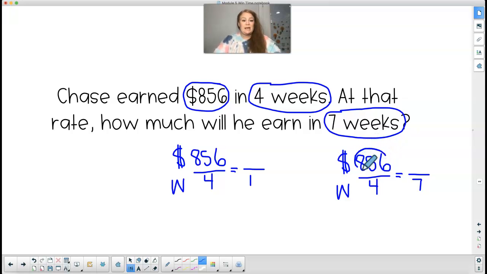And I can do 856 times 7. And so that's my new problem. And up here, I've got 4m. And I want to divide by that 4 to get that m all by itself. So I have 4m equals 856 times 7. So you're going to have to do 856 times 7 and then divide it by 4. Either way you do it will get you your answer. So go ahead and pause and do that math. And then come back when you are ready for the next problem.